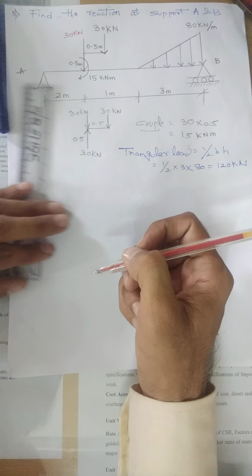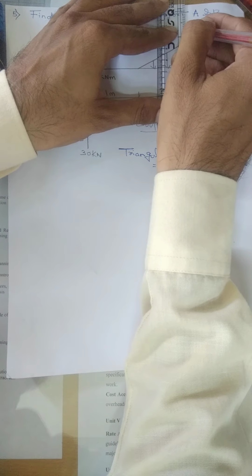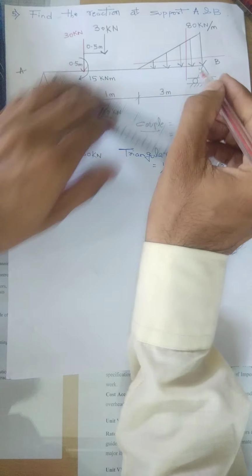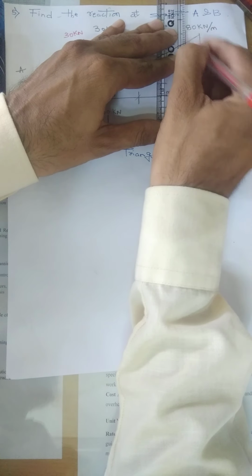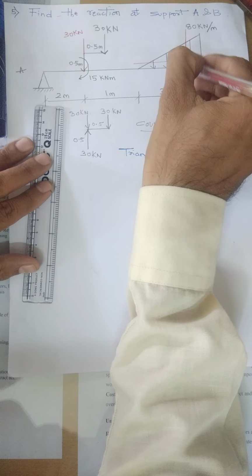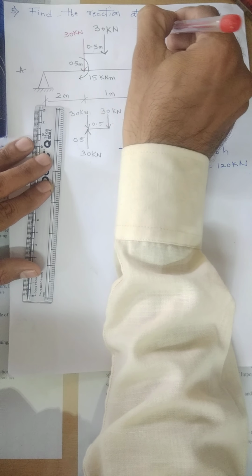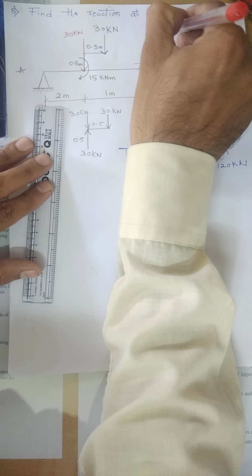And where will it be acting? It will be acting at this point. So I am drawing a figure for this. This is the point at which it will be acting. Yes, at this point. And its value is 120 kilonewtons.